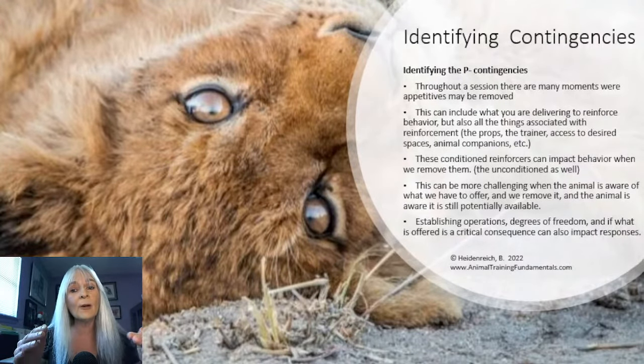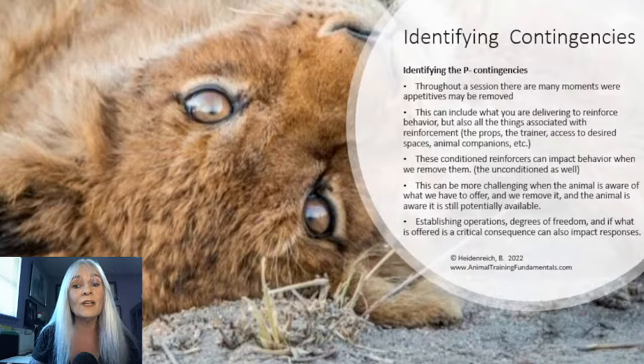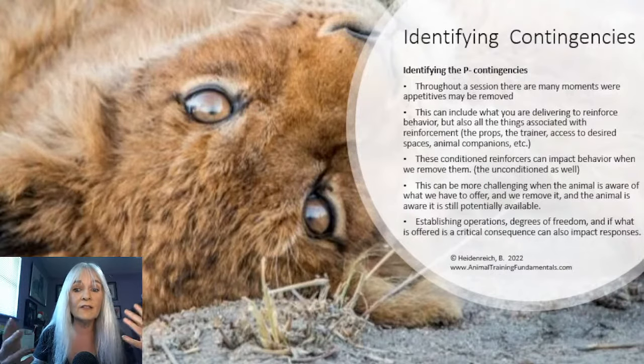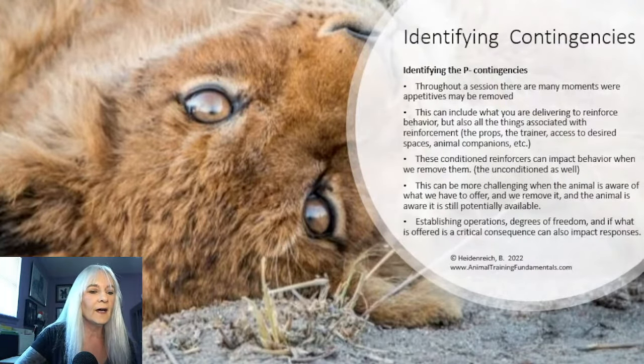And also establishing operations. So if the animal might be really hungry or something, degrees of freedom. This is that stuff that Sean, Will, and Masanishi Muta are going to talk to us about in goats. So if the animal can't get access to that someplace else, and what is offered is a critical consequence, a consequence can also impact responses. If the animal really needs that to survive and can't get it any other way, that can make an animal really eager to have what you have to offer, and that can really impact how big of a deal it is when that thing is removed.